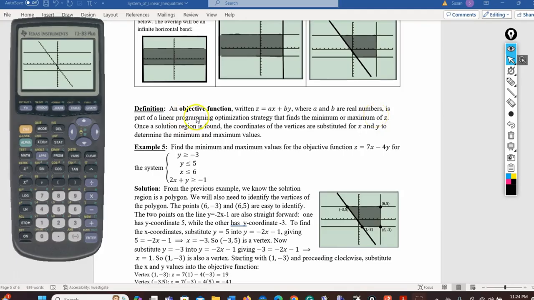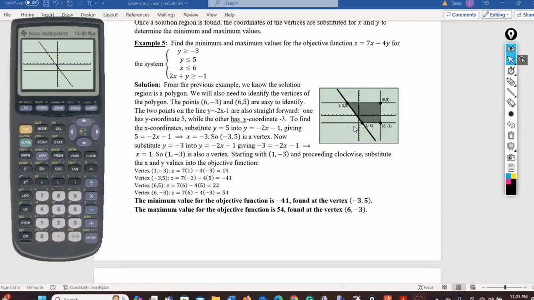Okay, now an objective function is a function written with two variables, x and y. So a and b are just numbers. And so it's written as z, that's our function, equals, it's a function of x and y. And it's part of an optimization strategy that finds a minimum and maximum value. So for the one that we just did, find the minimum and maximum values for this objective function.